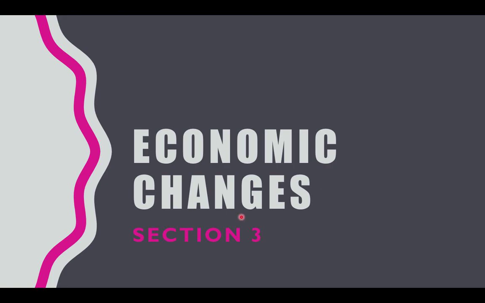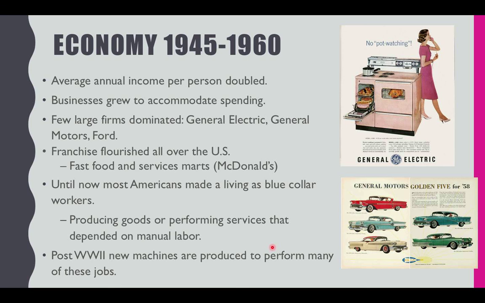So, what economic changes did we need to make during the 1950s? Well, first, let's look at the economy. Between 1945 and 1960, the average annual income per person is going to double, which is insane. That means that business also had to grow to accommodate that spending. We're going to see the eruption of a few large firms or corporations dominate during this time.